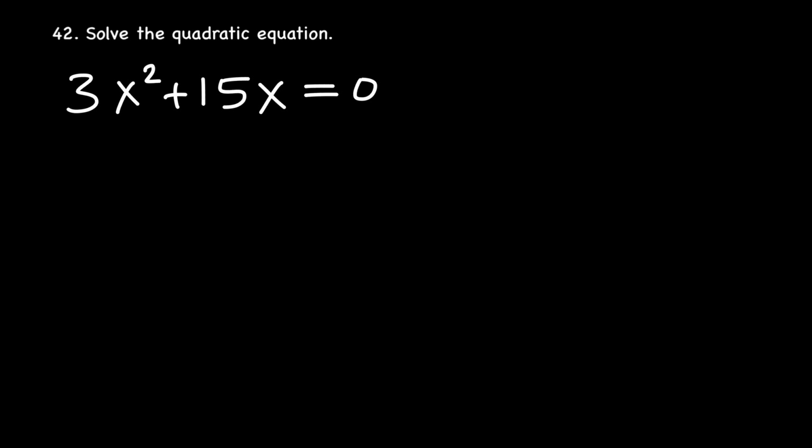42. Solve the quadratic equation 3x squared plus 15x equals 0. To solve this quadratic equation, the first thing we have to take is the greatest common factor.